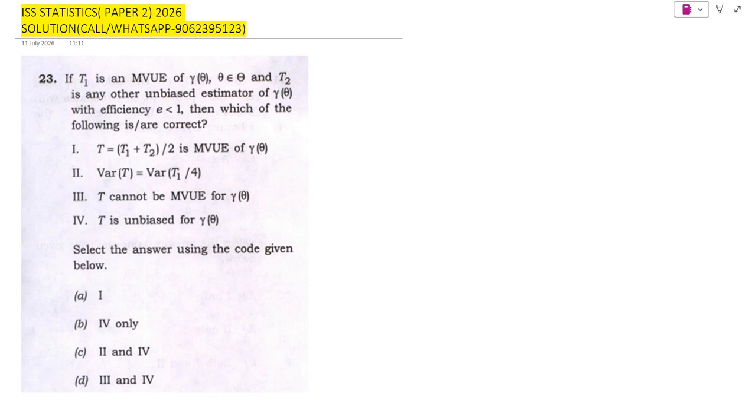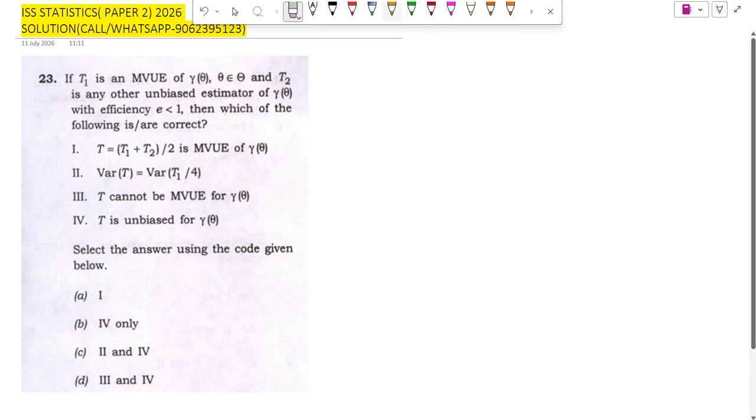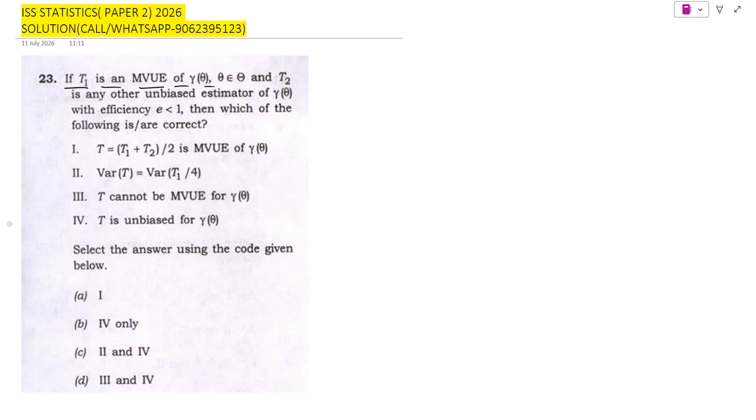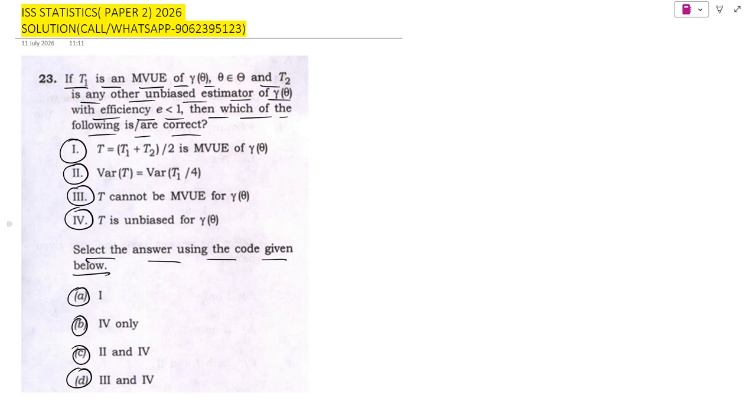So come to the question first. The question is, if T1 is an MVUE of gamma theta, and T2 is any other unbiased estimator of gamma theta, with efficiency E1 less than 1, then which of the following is or are correct? And there are four statements. The question is to select the answer using the code given below. And we are given four options. We have to select the correct one.